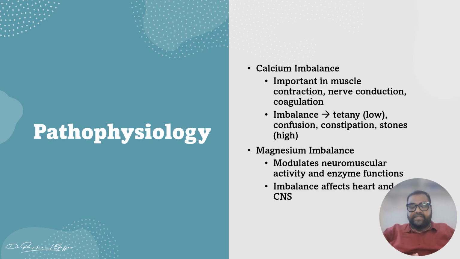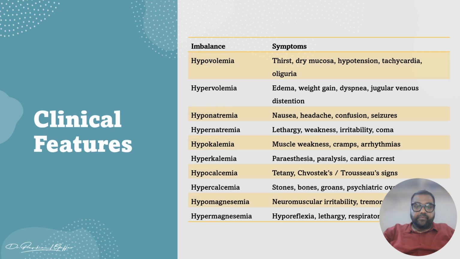So I hope you can easily understand the pathophysiology and the normal functions of the electrolytes, right? Now let's see the clinical features when the electrolytes are imbalanced. In hypovolemia, the symptoms are thirst, dry mucosa, hypotension, tachycardia, and oliguria. When there is hypervolemia, there will be edema, weight gain, dyspnea, and jugular venous distension.